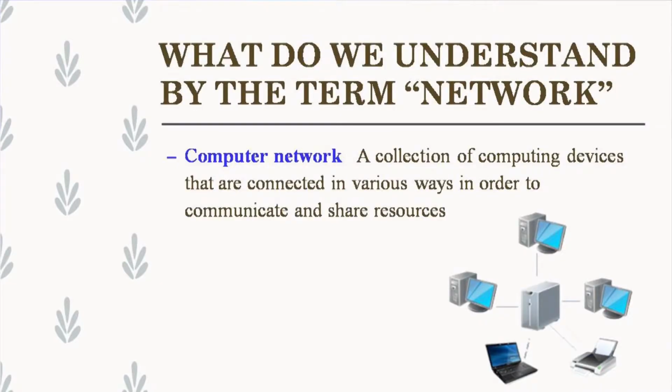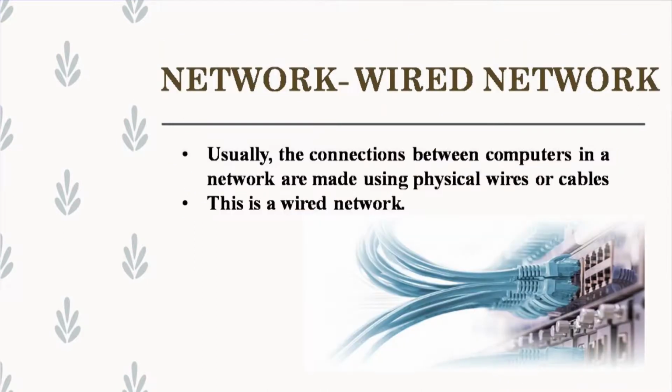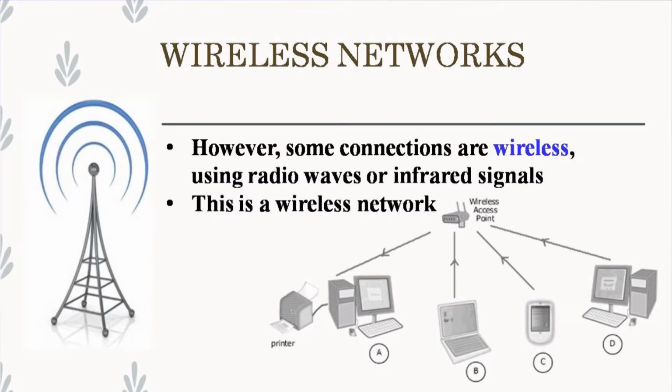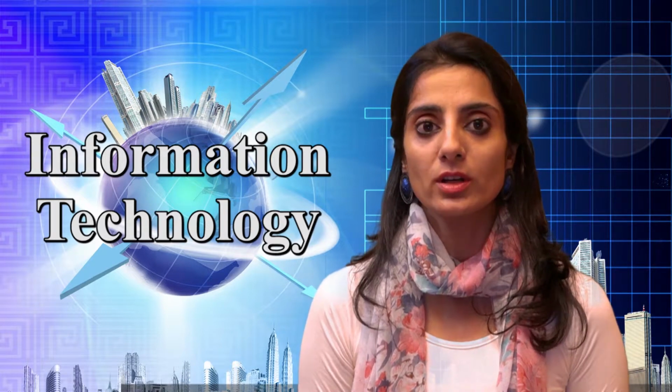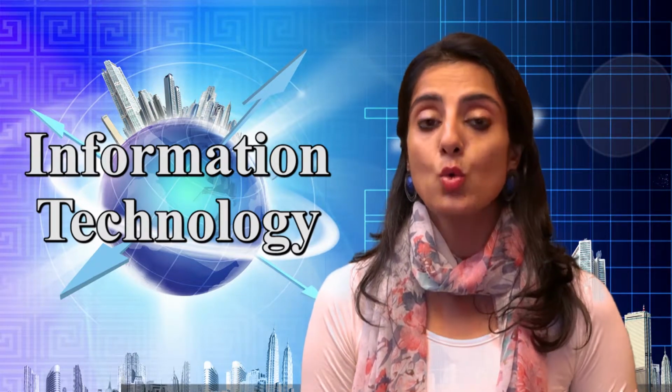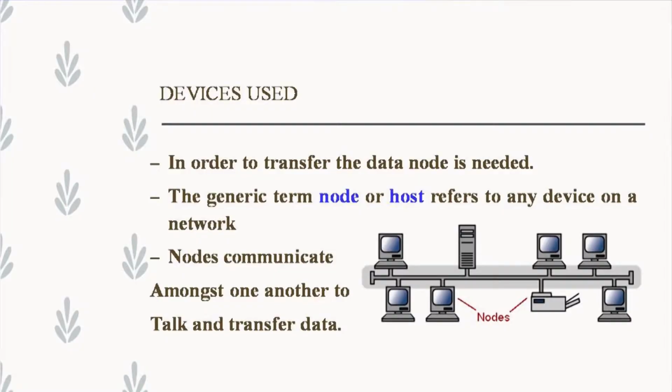A network is basically a collection of computing devices which are connected in various ways in order to communicate and share resources. These ways are the connections between computers in a network using physical wires or cables and devices like routers, etc. However, sometimes the connections are wireless and they use radio waves or infrared signals. Basically, when I have to talk to people who are sitting on their computers, I use the term node or host. It refers to any device on a network.